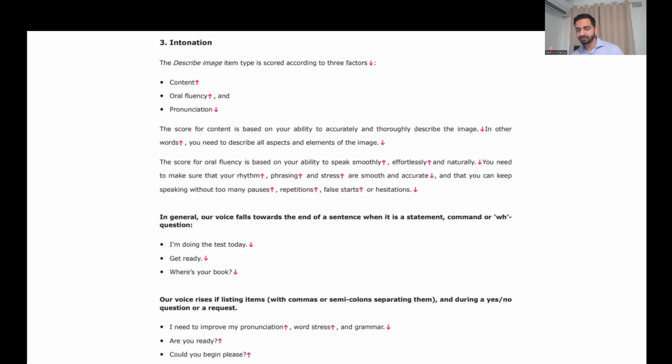So at the end of the sentence, it's kind of falling. The intonation should fall. In general, and again there are exceptions, our voice falls towards the end of a sentence when it is a statement, command, or wh-question. I'm doing the test today. That's a statement, so the intonation falls at the end. Get ready. The intonation falls at the end.